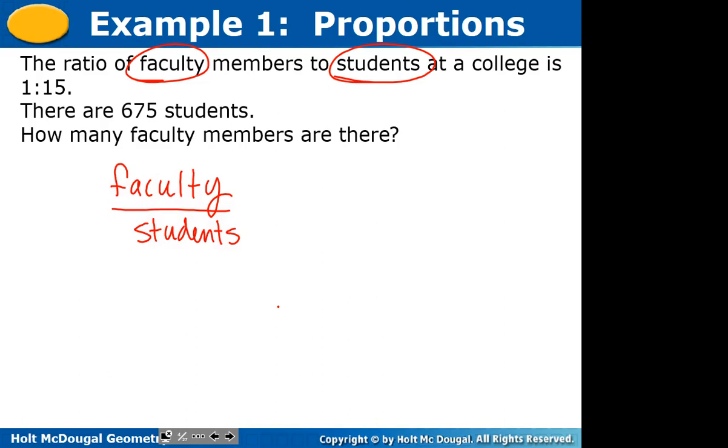Then I have this ratio right here, 1 to 15. Now we can set that up as a fraction, 1 over 15. And then if you notice, we have 675 students, and we keep these in the same order. So the faculty on the top and the students on the bottom. The 1 is faculty to every 15 students. So we're going to then set this equal to, we don't know how many faculty members because that's what we're looking for. So that's going to be F over the number of students, which is 675.